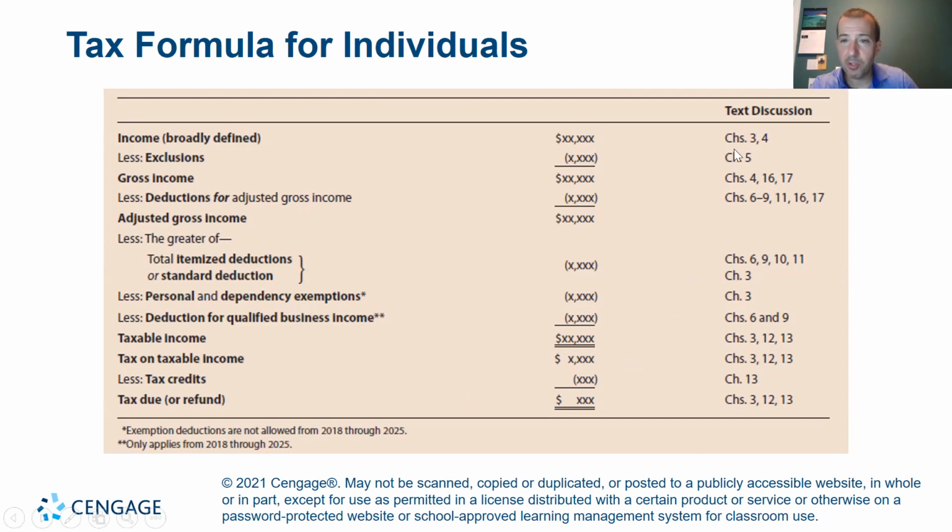So here you'll see the chapters that we cover some of these items. Income we talk about in chapters 3 and 4. The exclusions we'll talk more about in chapter 5. The deductions to AGI we talk more about in chapters 6 through 9. These are the top line income exclusions. Down below we get into our standard deduction, and this chapter is primarily on the standard deduction. In this chapter 3, we also talk about personal and dependency exemptions. And then in the following chapters 6, 9, 10, and 11, we get into the itemized deductions because there's a lot of meat there to get through. So this is the formula for taxable income.